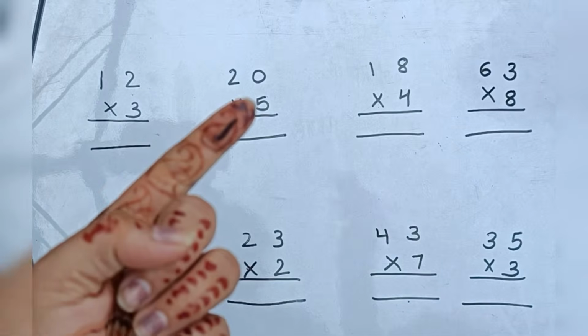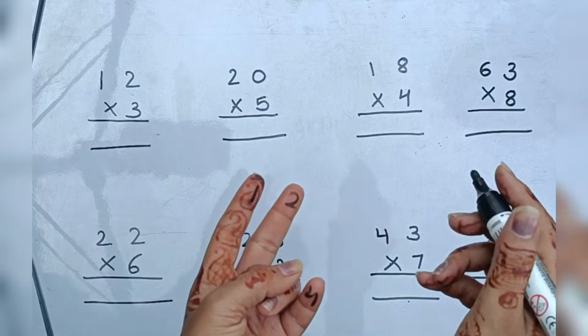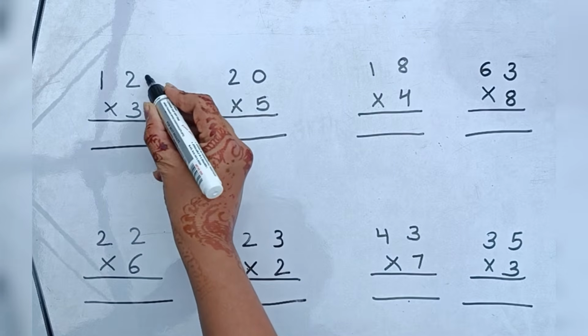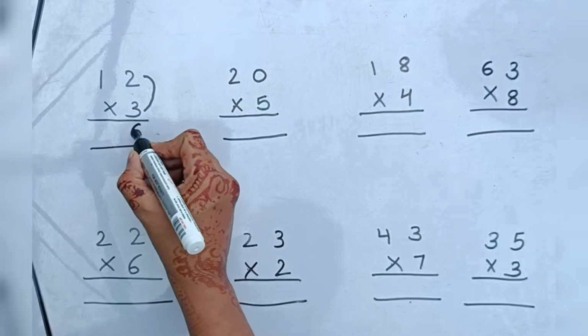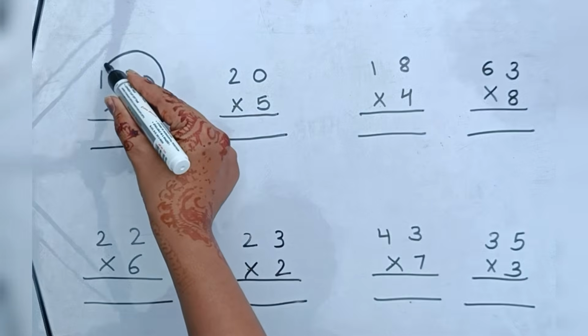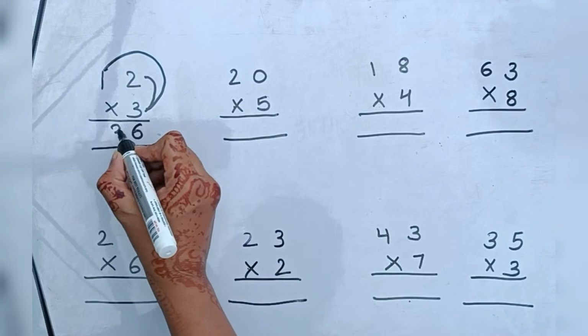3 1s are 3. 3 2s are 6. 3 2s are 6. Now 3 1s are 3.